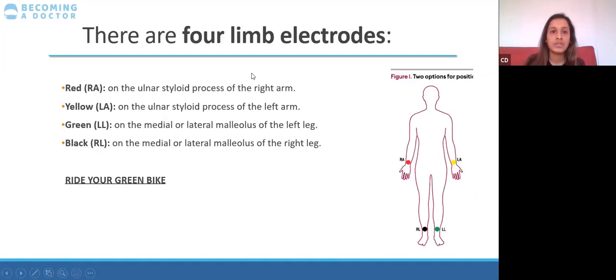Then you've got 4 limb electrodes. You can think about these with the acronym Ride Your Green Bike, which is quite useful. So that's Ride Your Green Bike. I'm hoping you can see my mouse moving right now, but that's right arm, then left leg, then right leg, is how you'd remember. And these are usually on bony prominences such as the ulnar styloid processes and the medial or lateral malleolus on the legs.